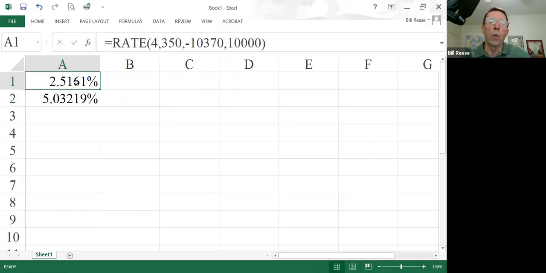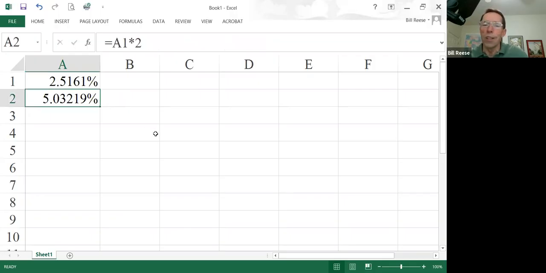2.5161 is the semi-annual yield. At 2.5161, it rounds to 2.52%. When you double that, you get this number, which then rounds to 5.03%. So we now see how to go about calculating the yield on a bond.